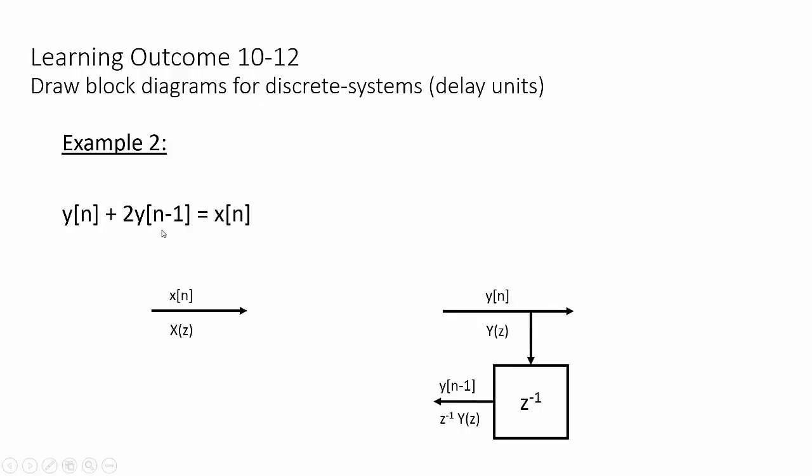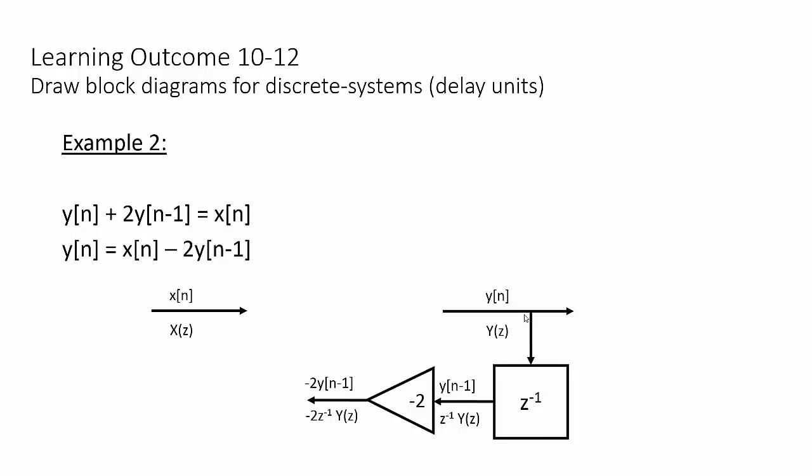Now comes the trick. We want to rewrite our equation to solve for y of n. How do we build our output from the things which we have available to us in our diagram? Well, there's our x. There's our y of n minus 1. We need to have negative 2 of those y's. So we put it through a gain block, and that output we're going to add together with our x of n to produce our y of n. This is it. We're done.